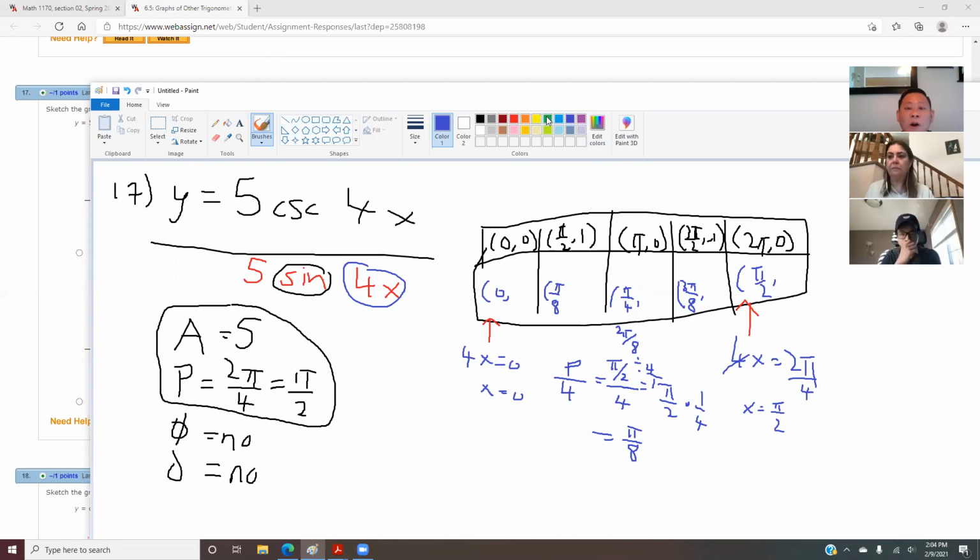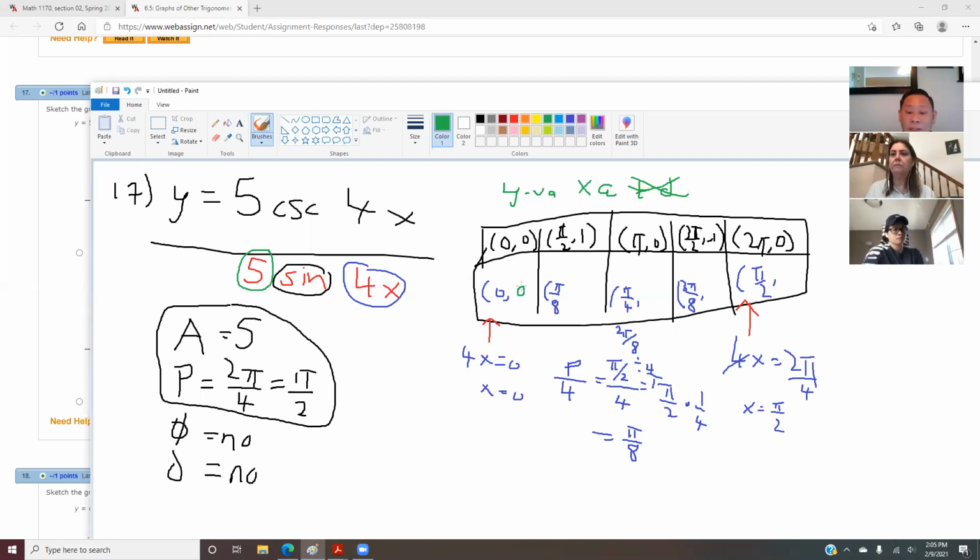Now we figure out what your y value is. In order to figure out your y value, you have to multiply this with a, and then you add d. But the good news is we don't have d in this case, so you just need to multiply this by a. Take all your y values here and multiply them by 5.